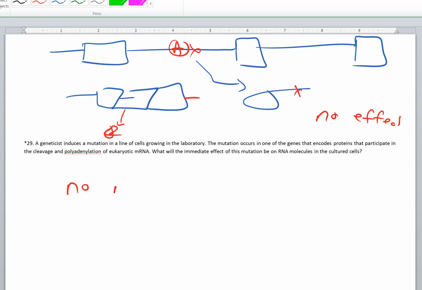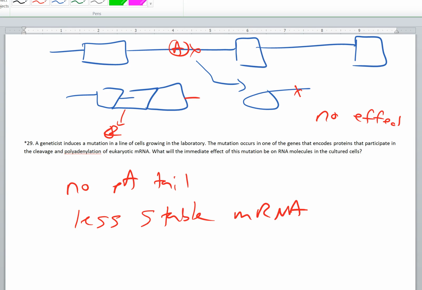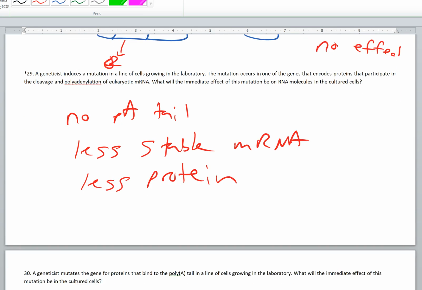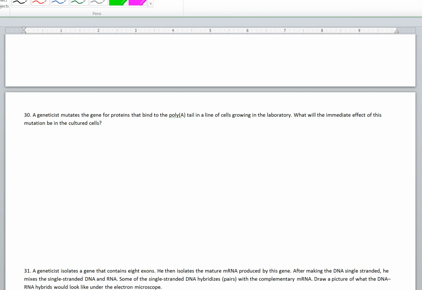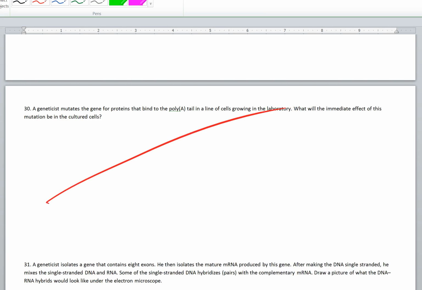So here we'd get no poly A tail, so we'd get a less stable RNA, and so we'd get less protein out of it, because the RNA would get degraded before it could get translated. Yeah, it's kind of the same thing. I'm getting tired of answering that question over and over again.